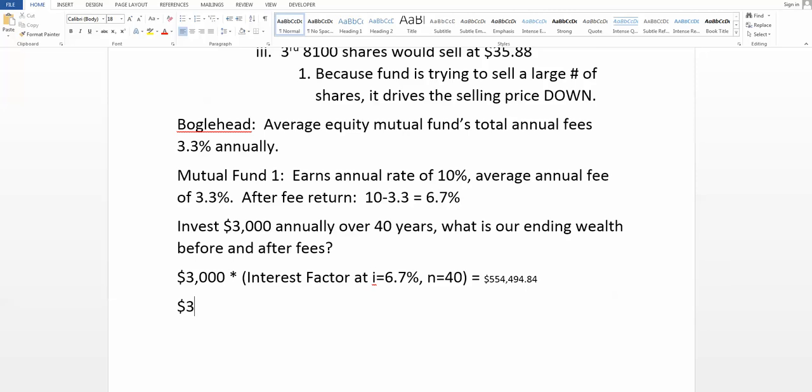And then what I want to do is, let's see what we would have if we didn't have to pay that 3.3% annual fee. So this time I'm going to look up the interest factor at an I of 10% and an N of 40. So this one I actually could look up on the interest factor tables. Again, it's the future value of an annuity of $1. It will be either the blue or the yellow sheet. I can't remember which one. I think it's the blue one. But again, I'll do this in Excel.